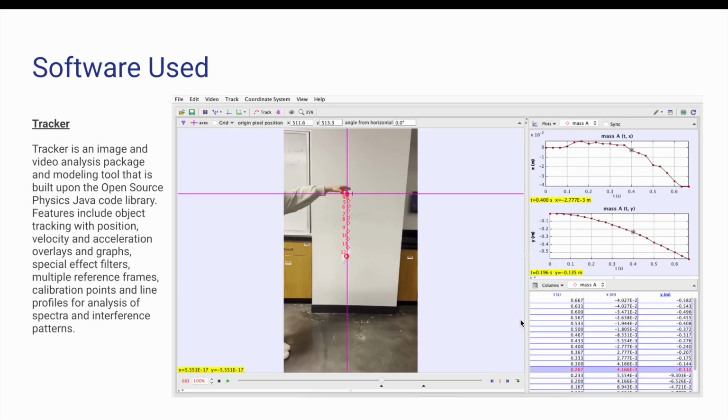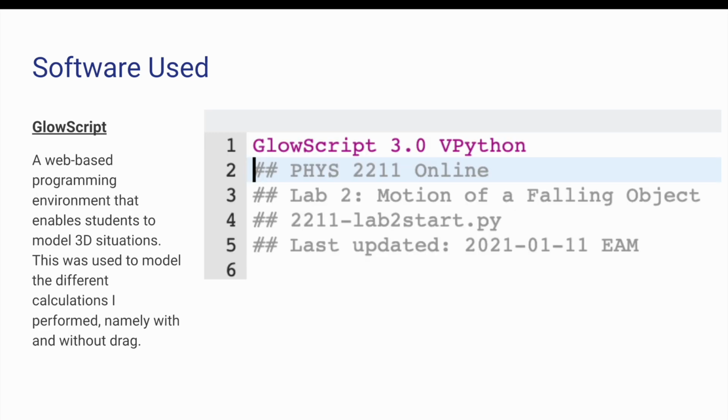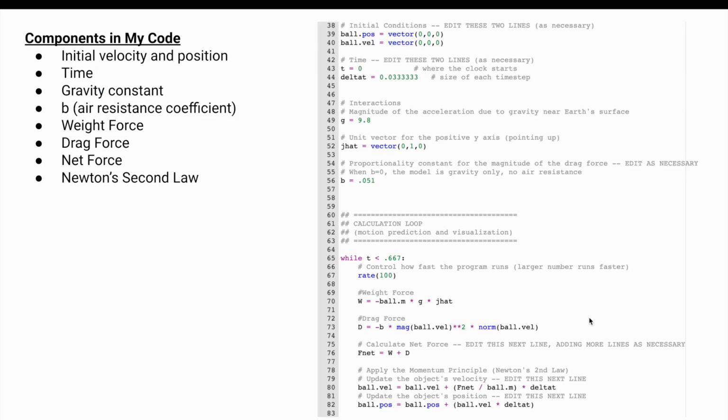So the software used, first one here was Tracker, and on the left you can see a description that is given by their website, and on the right you can see a visualization of what I did during my experiment. Additionally, we use GlowScript, which is a web-based programming environment that enables students to model 3D situations. On the left you can see a little bit more of a description, on the right is just a quick picture of it. More specifically in GlowScript, here is my code.